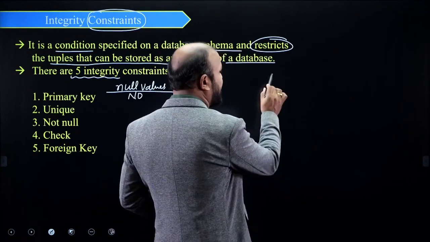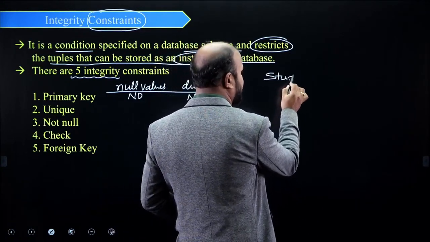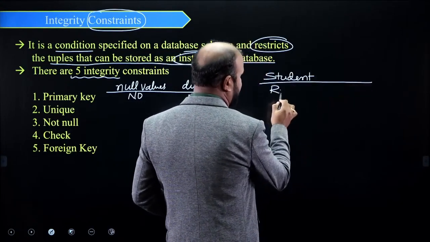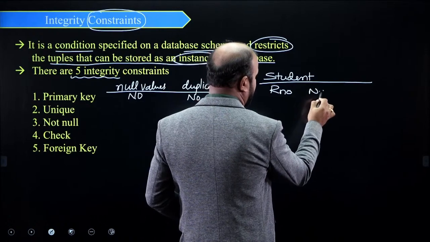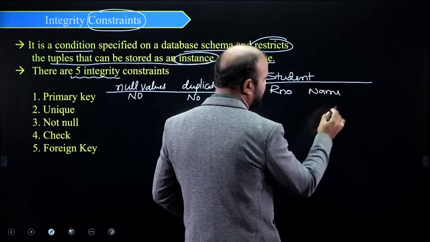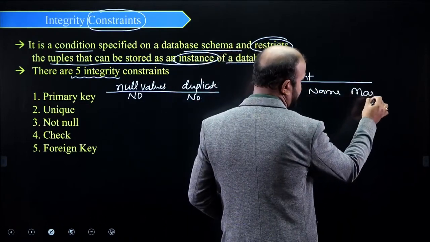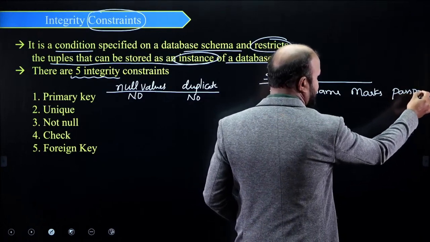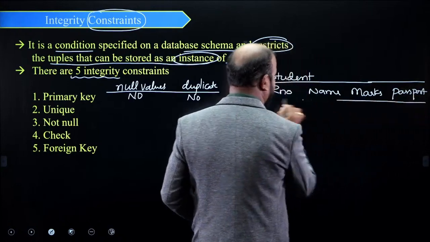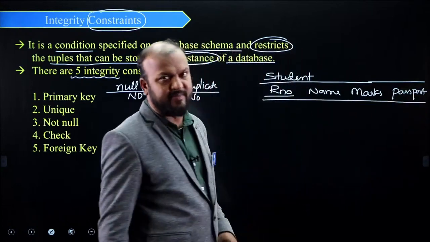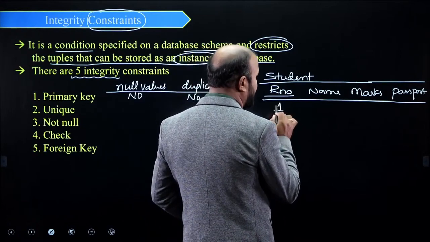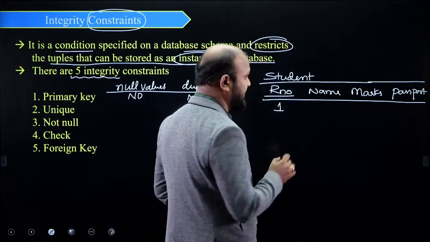Let us take an example. I have a table called student. On that we have some attributes: roll number, name, marks, passport. Here roll number is a primary key, assuming. If roll number is a primary key, it should not be null and should not have duplicates.